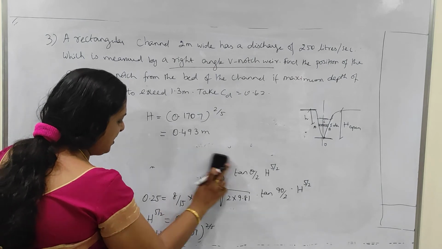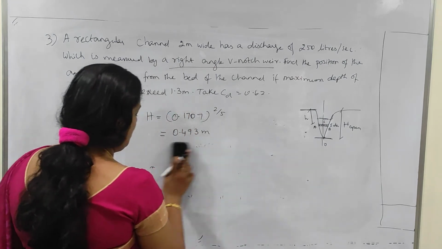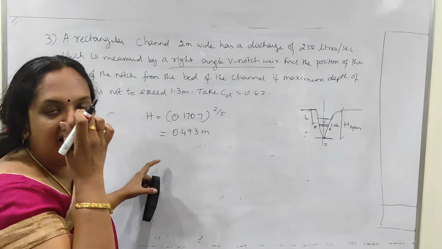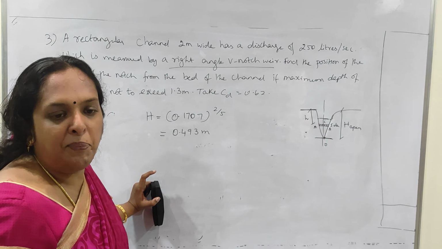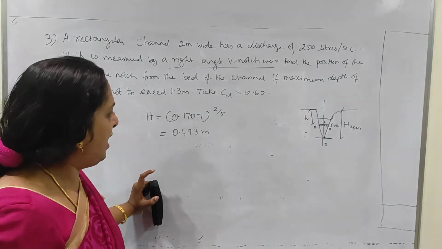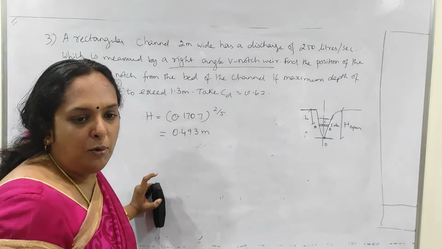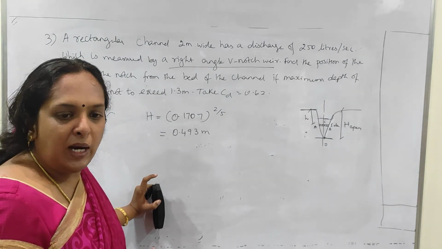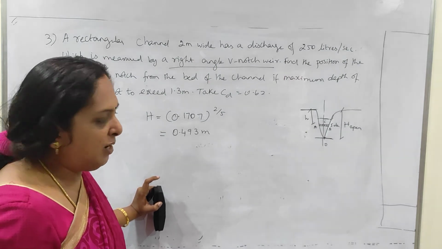Okay, so this is the h of my triangular weir. So what is this h? Actually, the notation given here is the height of the water over the notch. One is the depth of water in the channel, which we have to find out. So that is the unknown. And we are given the height of the water over the V notch, which we have to find out.